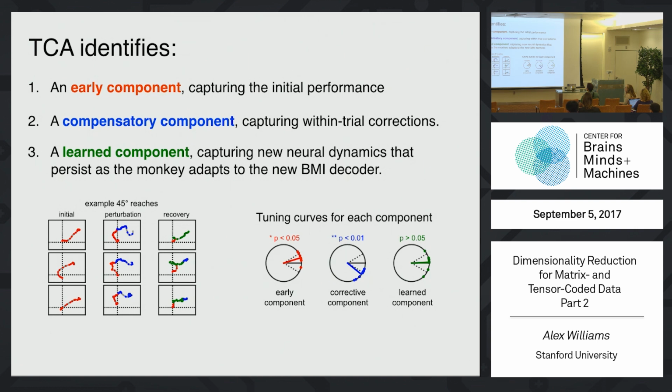And this picture largely replicates when you run TCA on each of the reach angles. So this is showing 45-degree reaches. Here, this is just showing the tuning curves across all 8 reach angles. And you see again that the early component is off, has an error to the left. The corrective component is sort of mirroring this and is off to the right to sort of impose this late-term correction. And the learned component is not significantly different than 0. So this is sort of, in some cases at least, seems to be neural dynamics that are actually performing the correct task.